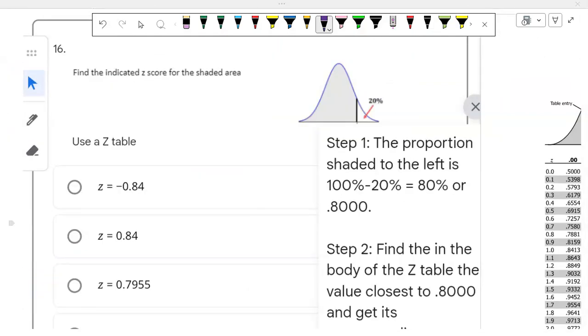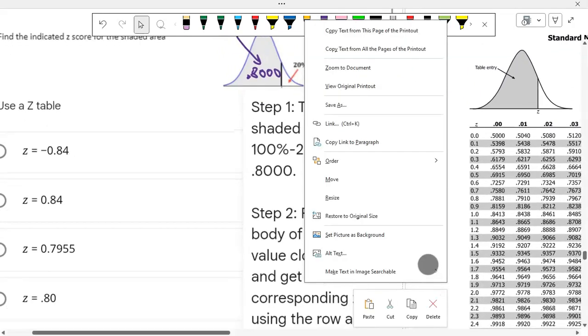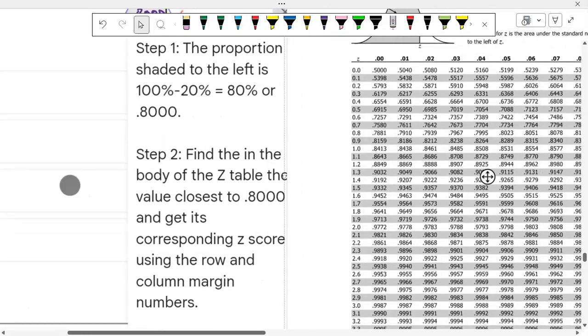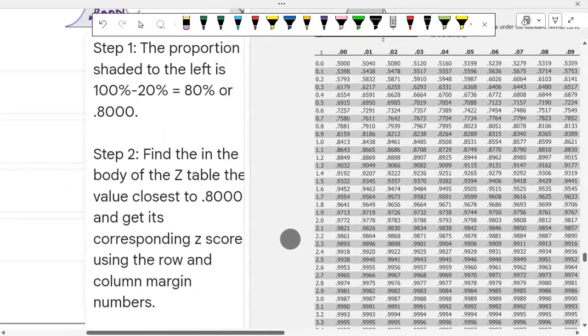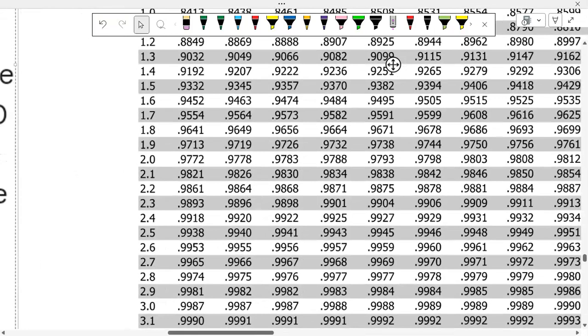All right, find the indicated z-score for the shaded area. So you're told that this white portion here is 20%, which means this has to be 80%. So this is its table value, 0.8000. So I'm going to go over to the body of my table now and find that number. Find the closest number to 0.8000 in the body of the table. Okay, so this is the body of the table here.